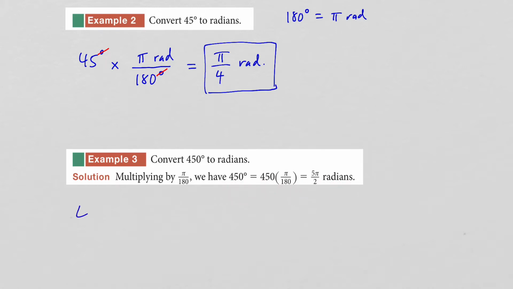So let's remember that if you're converting 450 degrees, you're multiplying by the conversion factor of pi radians over 180 degrees. And again, the reason the pi is on top is because we need the degrees in the denominator so that they can cancel out. So these cancel, and then we can divide. 90 goes into 450 5 times, and 90 goes into 180 2 times, and this gives us 5 pi over 2 radians.